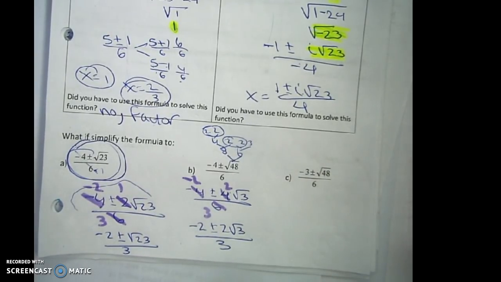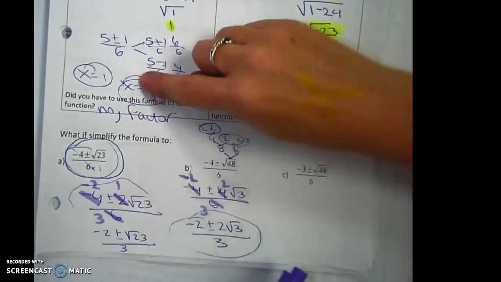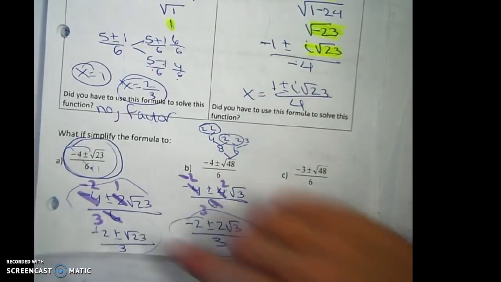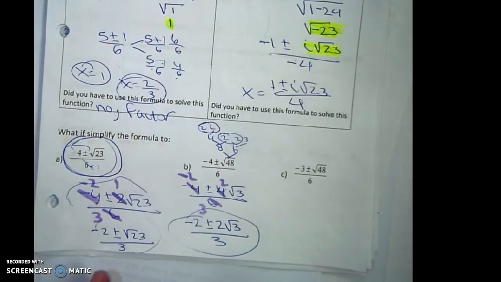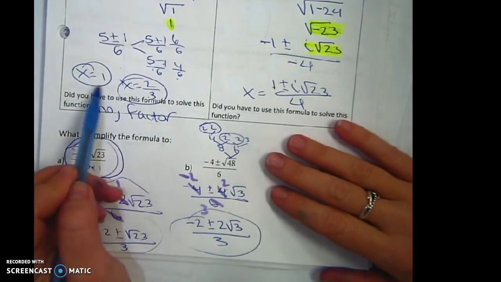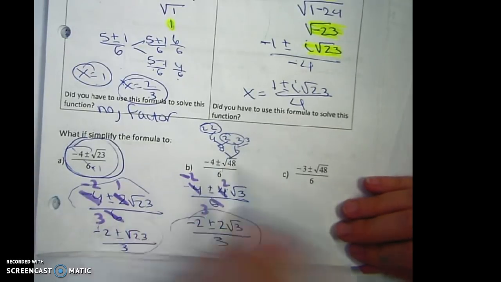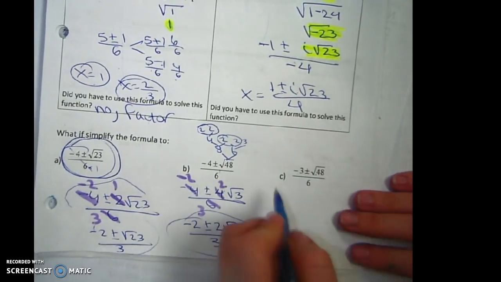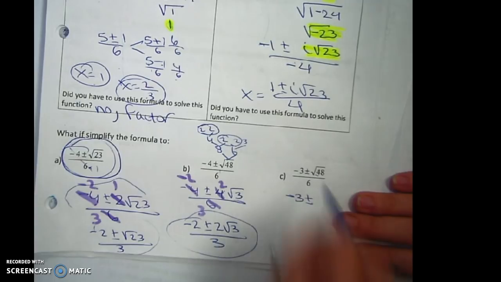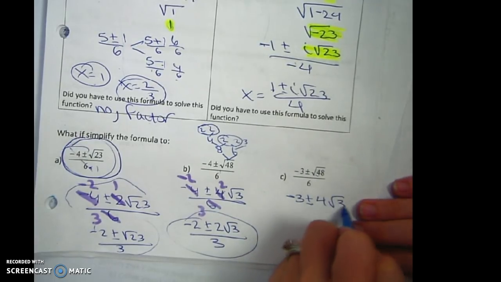And let me tell you right now, if you get an answer like this, you couldn't have factored it. Anytime you do the quadratic formula and you get a fraction or a whole number, it means you could have factored it. Anytime you have a radical, you couldn't have factored it. So we know that when we square root rad 48, it was 4 rad 3.